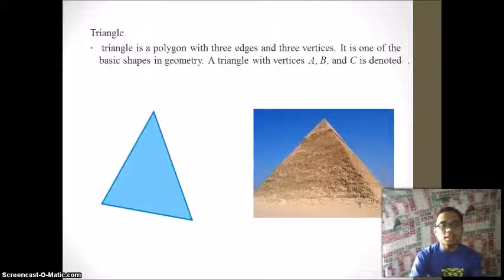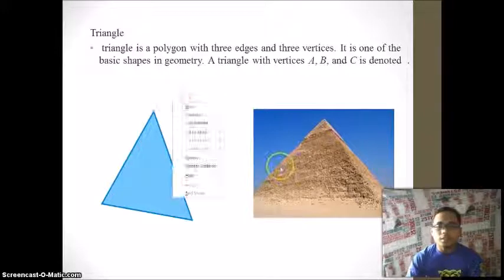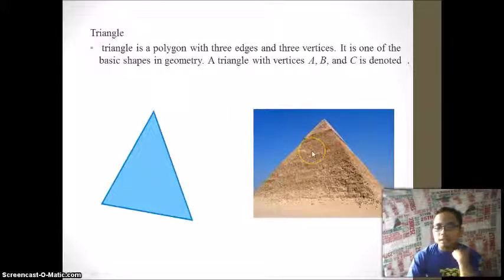Okay, third is the triangle. A triangle is a polygon with three edges and three vertices. It's one of the basic shapes in geometry. A triangle with vertices A, B, and C is denoted. Okay, you can see ancient buildings use the triangle as a basis of their design.